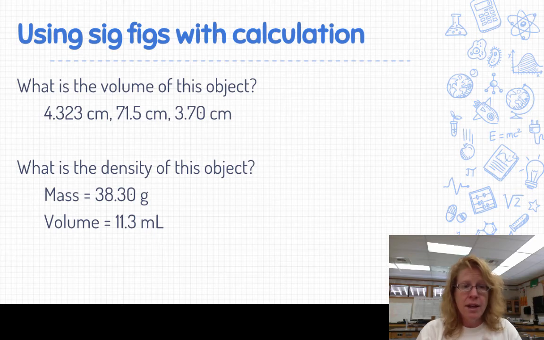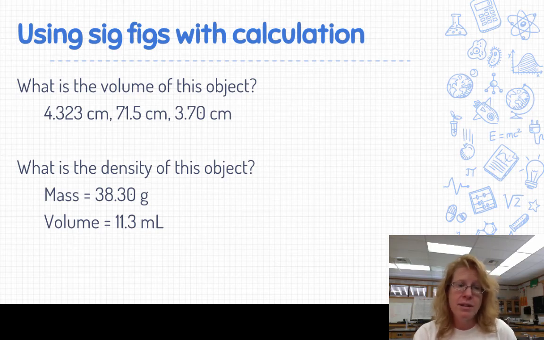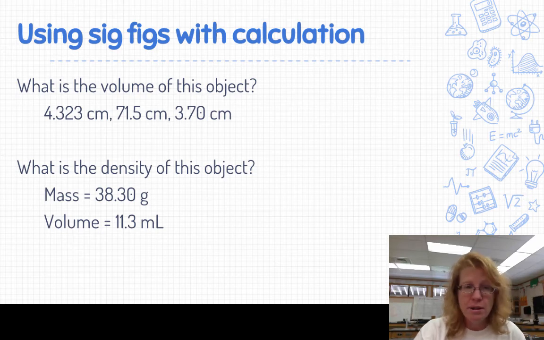chop everything else off. Density down at the bottom, remember density is mass divided by volume, so you take the top number divided by the bottom number, and this one also only has 3 sig figs to it, because the mass has 4, the volume has 3 sig figs, so our answer can only have 3. So take a second to do these math problems, and then I'll show you what the answers are. So, you ready? Here we go.